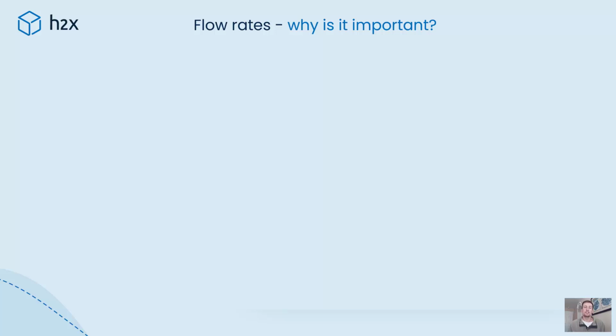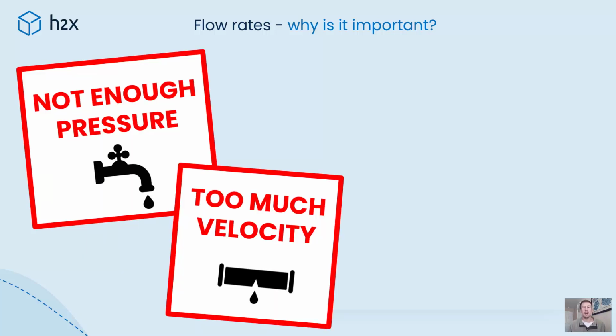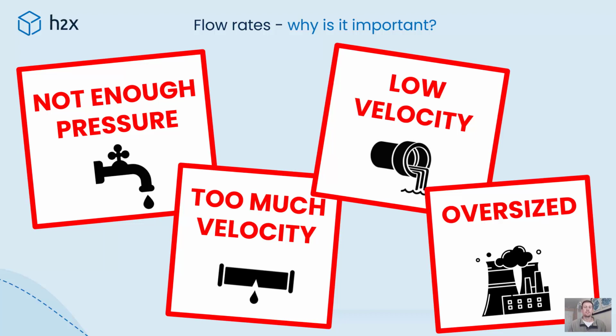Let's start by understanding why flow rates are important. So first, if you design a flow rate that is lower than what the building will experience, you're going to have problems because your pipes will be too small. This means that the water might not even make it out of the tap because of really high velocities and really high pressure drops.